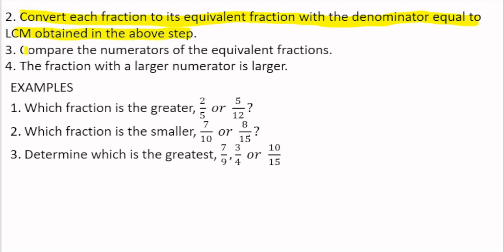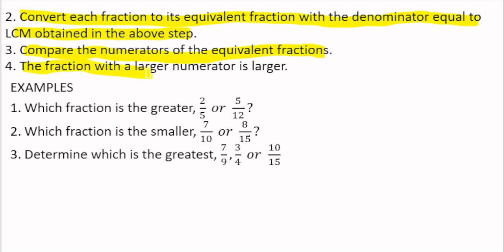So the third step is to compare the numerators of the equivalent fractions. So now we must have gotten equivalent fractions. All fractions, either 2 or 3 given, will have the same denominator. So if they have the same denominator, we can now compare the numerators. So with the numerators, we can determine which of them is larger or smaller. So that's where step number 4 comes in.